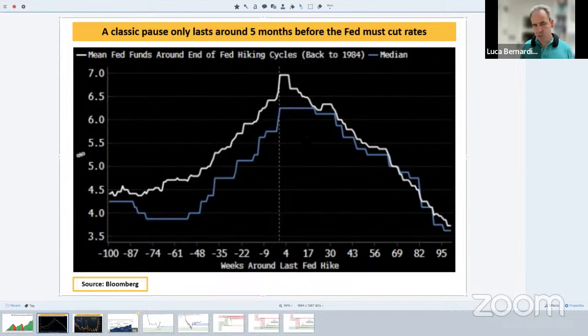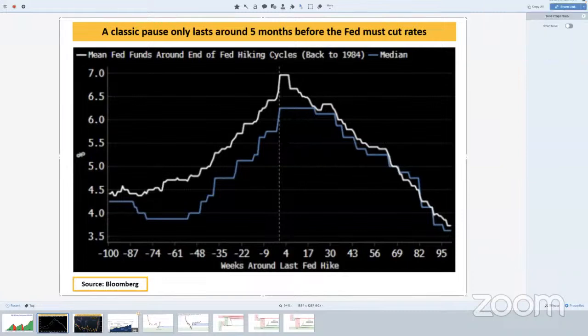Now, having seen this, what do you think? How do you think the market would react to the idea, and this is pretty much accepted wisdom at the moment, that the Fed will not increase interest rates anymore? How do you think the market would react to that, positively or negatively? Anybody want to hazard a guess? Yeah, positively. Okay, so that's the expectation.